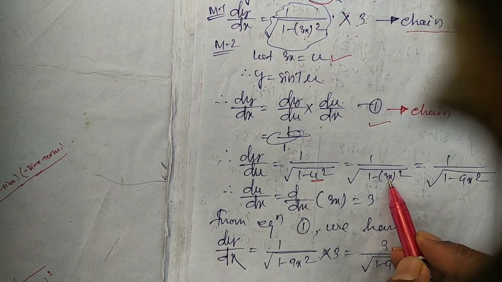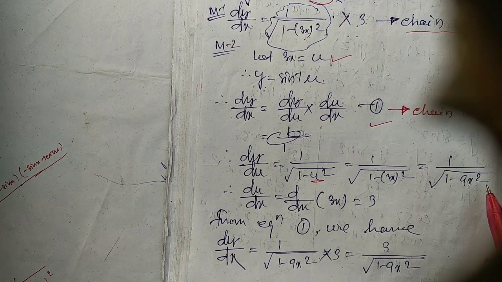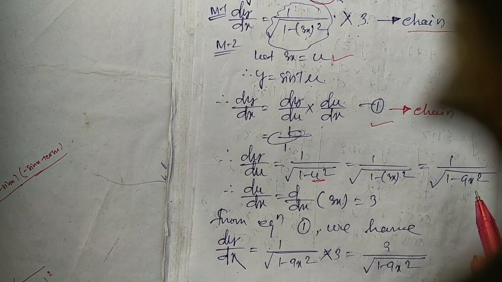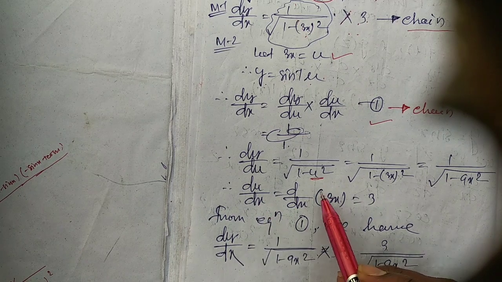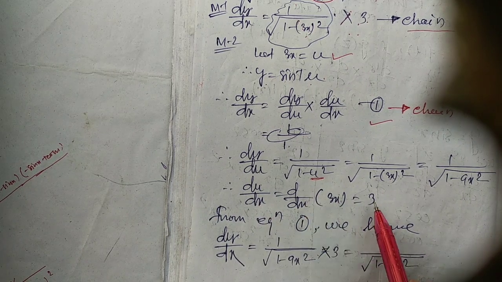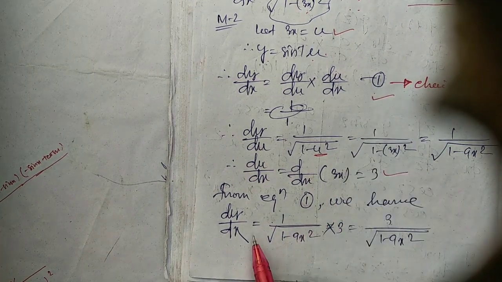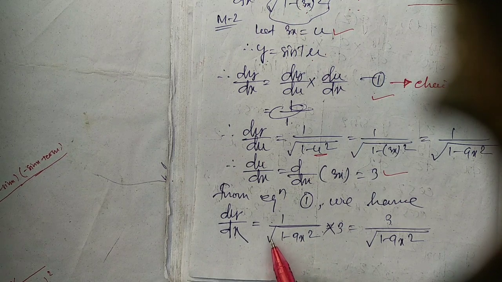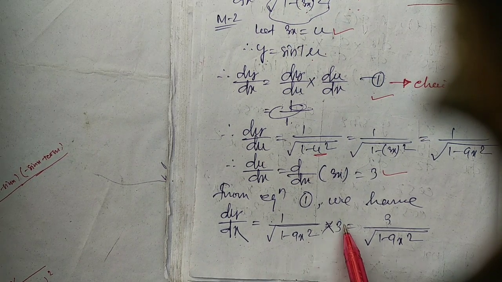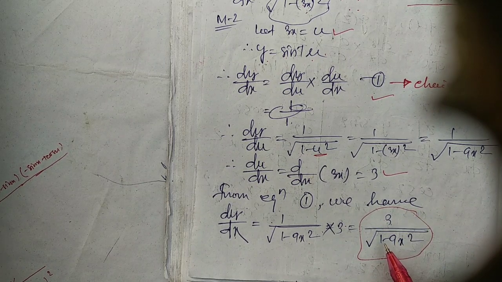Replace the value of u, 3x. So how much are we obtaining? 1 by square root of 1 minus 9x square. Then du by dx will be how much? The derivative of 3x with respect to x is 3. So applying the chain rule, or from equation 1, dy by dx will be 1 by square root of 1 minus 9x square into 3. So the final answer will be 3 by square root of 1 minus 9x square.